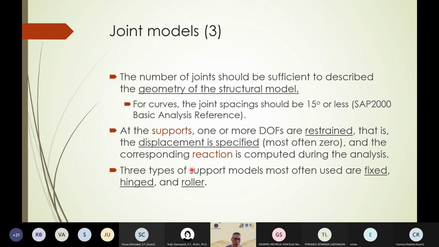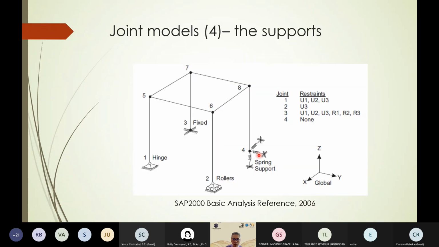Talking about the spots, there are basically 3 types of spots: hinge, roller, and fixed. This is the illustration: hinge, roller, and fixed. Another spot type is maybe the spring spot. What's the difference mathematically? For example, hinge. What does it mean, hinge? Hinge means we prevent displacement in the 3 directions, the X direction, Y direction, and Z direction, but we allow the rotations in all directions.